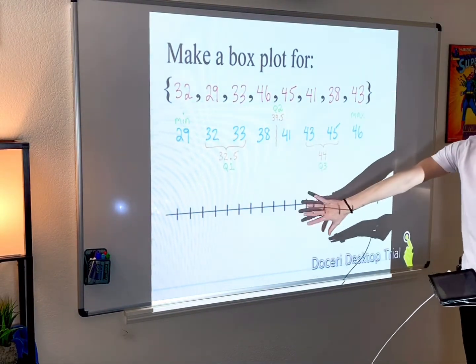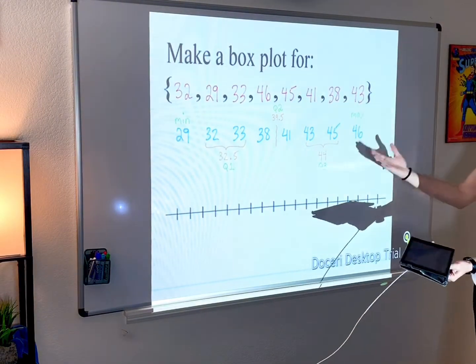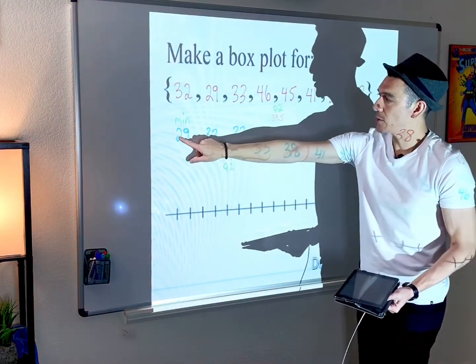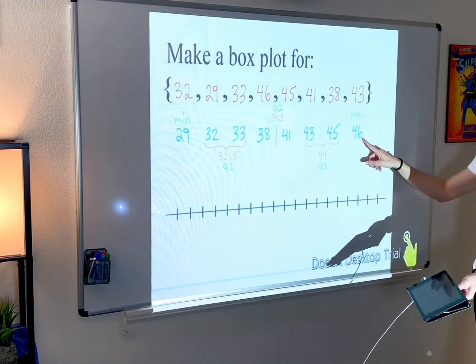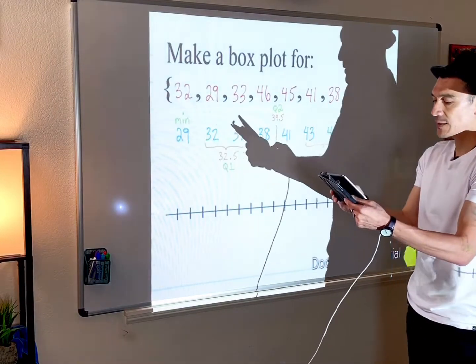So now I'm ready to actually draw my box plot. So I have to decide on a scale. I'm going from 29 to 46. So I can count by ones, okay? I'm going to go ahead and just count by ones.